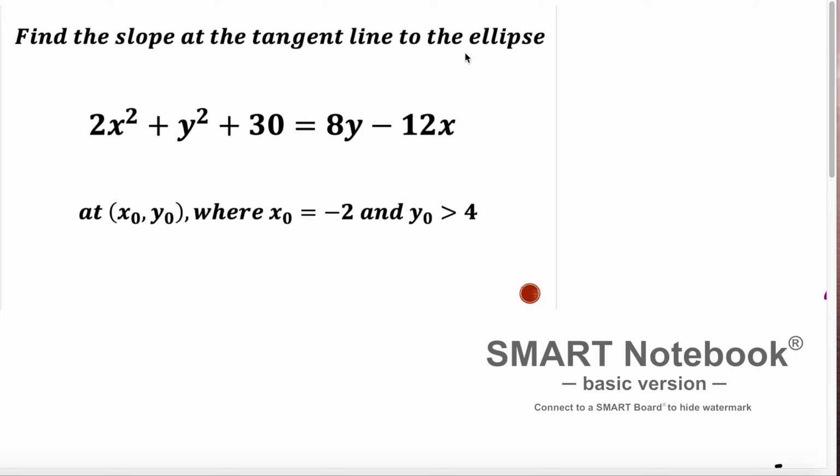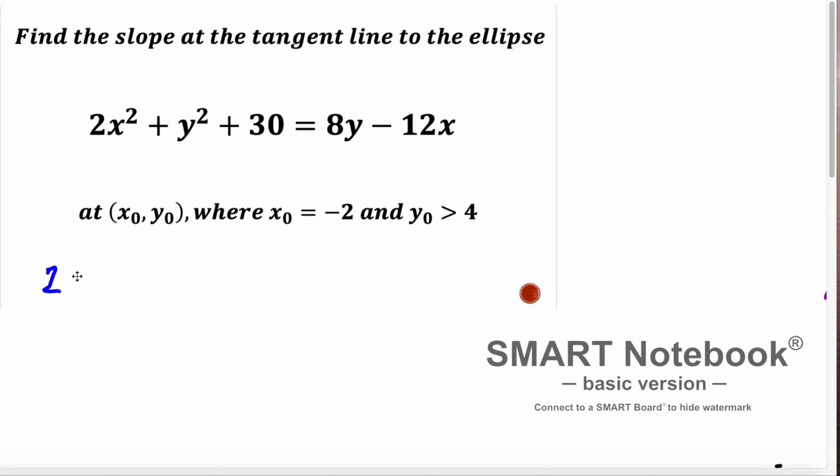The tangent line to the ellipse 2x squared plus y squared plus 30 is equal to 8y minus 12x at x0, y0, where x0 is minus 2 and y0 is greater than 4. So first of all, let's take this minus 2 and plug it into this equation to find the exact value of y. We already know y0 is greater than 4, but we don't know exactly what it is. So let's plug in x0.